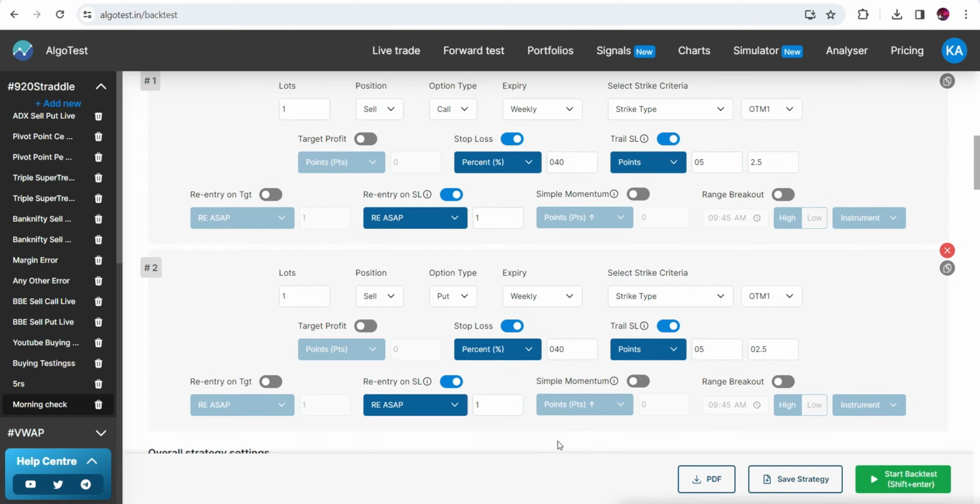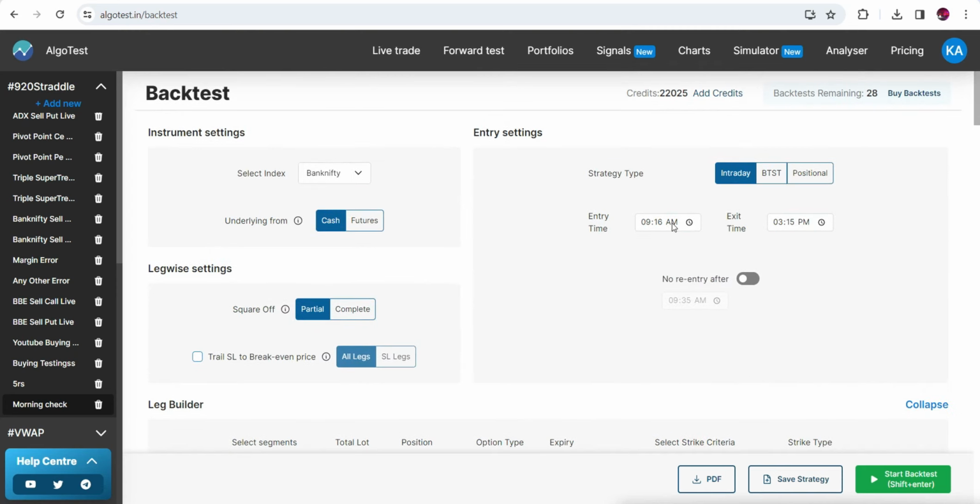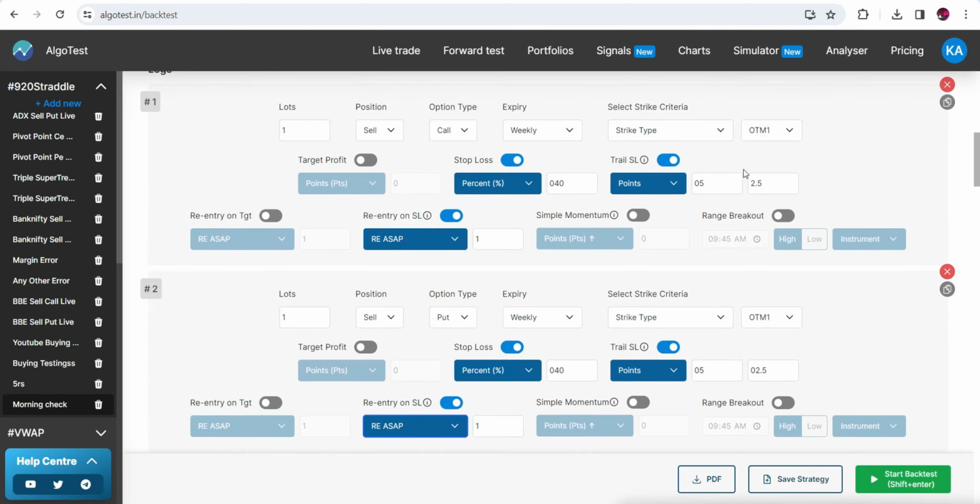So traders, we have created a strategy. So what is our strategy? At 9:16 in the morning, it will sell OTM1 call and OTM1 put, and stop loss is 40%, and ASAP is 1, and trail stop loss is for every 5-point move in our favor, it will move our stop loss 2.5 points.